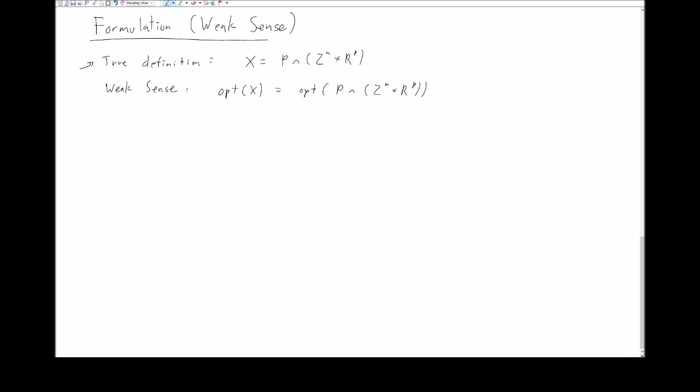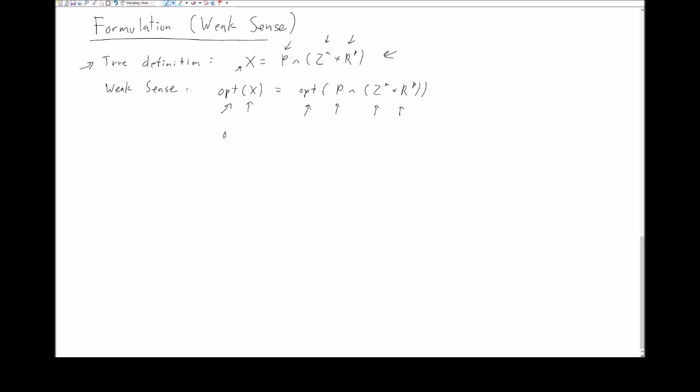In our original definition of formulation, we have to have that our set X of lattice points, or whatever feasible points, has to be equal to the intersection of our polytope with this set of lattice points and real numbers, this continuum. Our weak sense is going to be different because instead of mapping feasible points to feasible points, as our true definition does, our weak sense is going to map optimal solutions to optimal solutions. So now we're going to take any optimal solution in our feasible region X, and that is going to map to any optimal solution in our region defined by our polytope intersected with our lattice points and real numbers. This is a formulation in the weak sense.